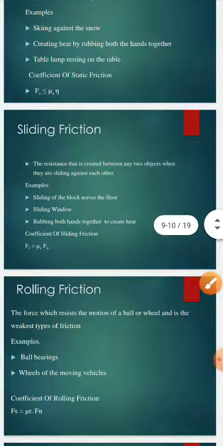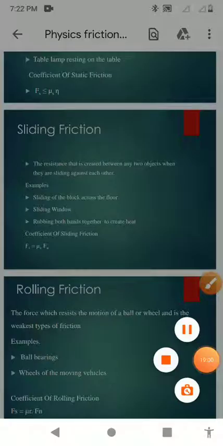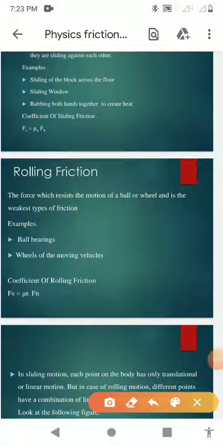Now we will see the third type of friction, that is known as rolling friction. The force which resists the motion of a ball or a wheel, this type of frictional force is known as rolling friction. When the object is rolling, the simple example is a ball. During the motion of that ball, the force which resists this motion of the ball is known as rolling friction.